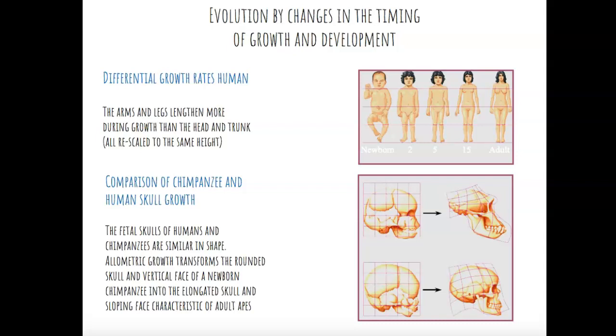We can see differences in growth rate of different body features when we compare human and chimpanzee skull development. So when humans and chimpanzees are fetuses, their head shapes are very, very similar. Over time, we see that the back of the human skull grows quite a bit faster than the back of the chimpanzee skull, resulting in the differences in appearance between the skulls of chimpanzees and humans. And so that's where we see allometry, where we have differences in growth and development.